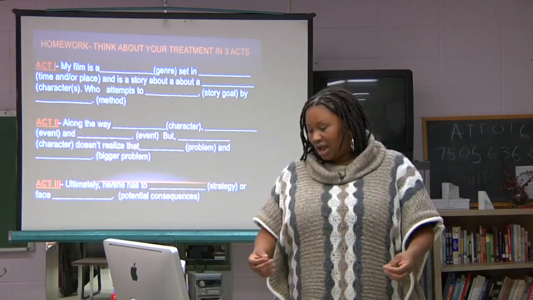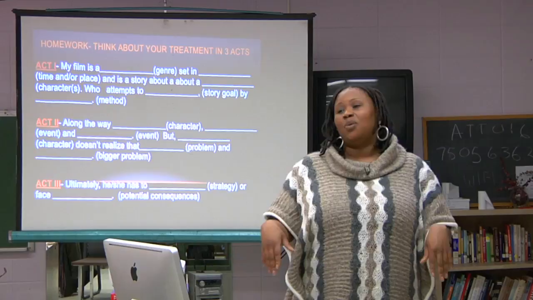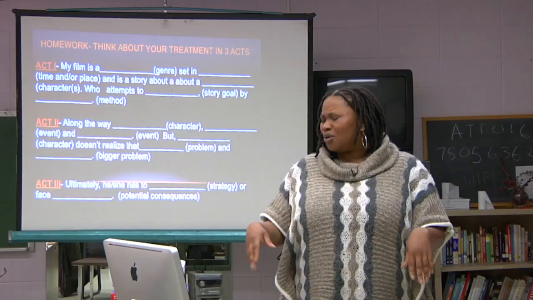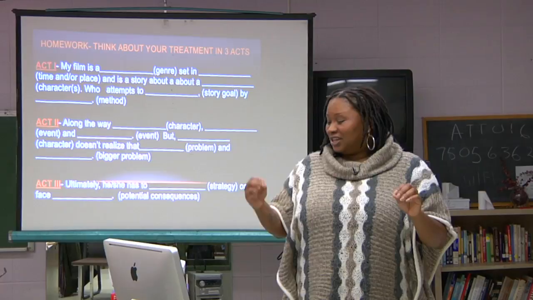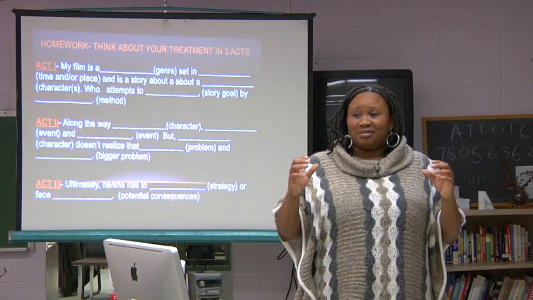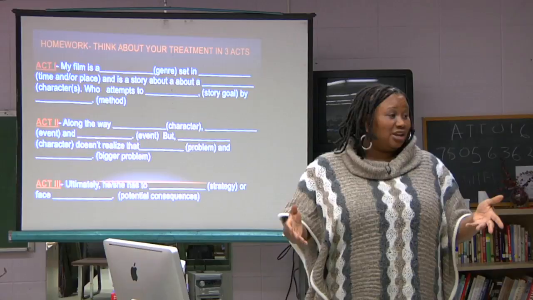Because in that second act, you don't just want one problem. If we were looking at a narrative feature and exploring this, there shouldn't just be one problem. There should be a problem, and then you should be getting over that problem, and maybe you should get over it. And just when you get over it, there's an even bigger problem.